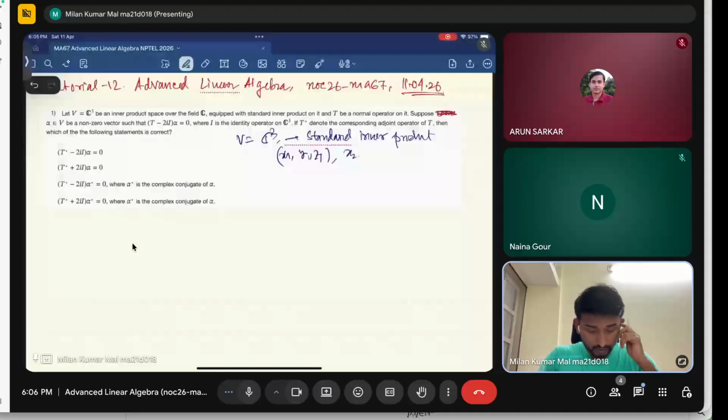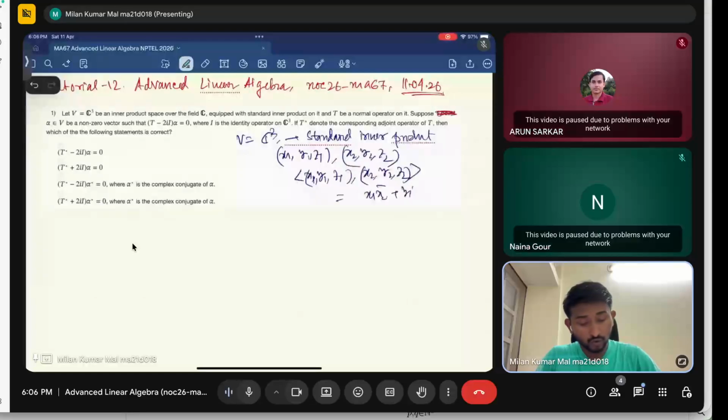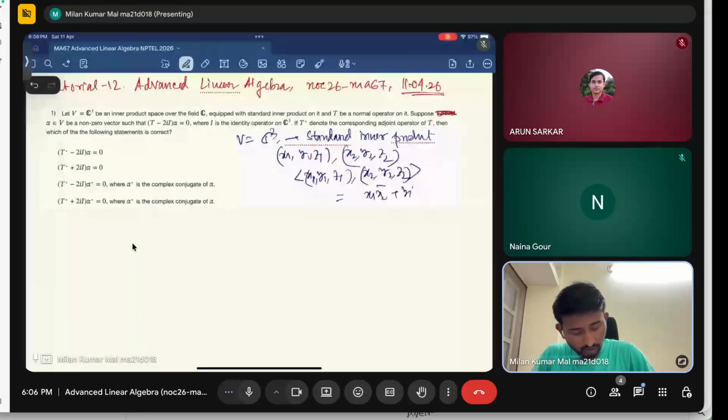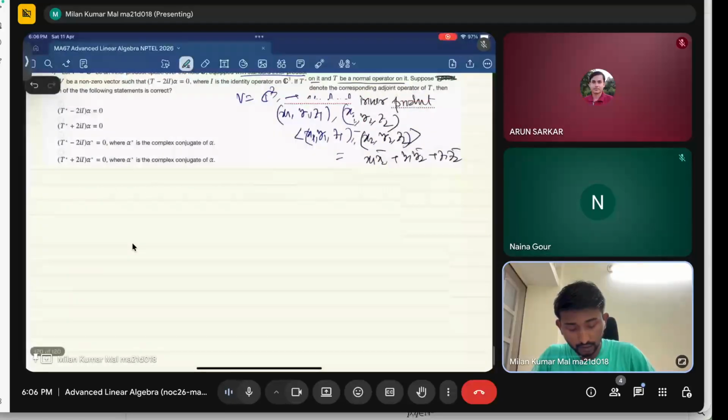It is given that V is C3 equipped with the standard inner product, and let T be a normal operator on it. What is a normal operator? Recall that a linear operator T on a finite dimensional inner product space is normal if T star T equals T T star, where T star is the adjoint of T.